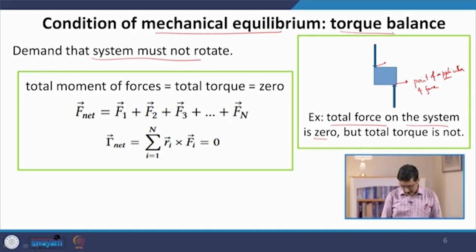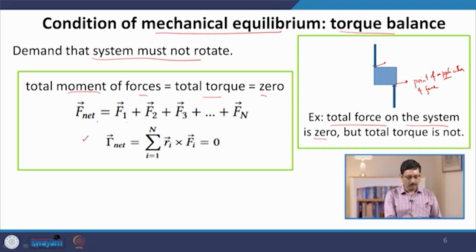So, this brings us to the demand for torque balance. The total moment of forces, which is the same as total torques, must be 0. The second line represents the total moment of forces. Suppose there are several forces acting on this object, such as 2 forces in this picture. Then F1, F2, F3 and so on till Fn. So, n forces are acting.